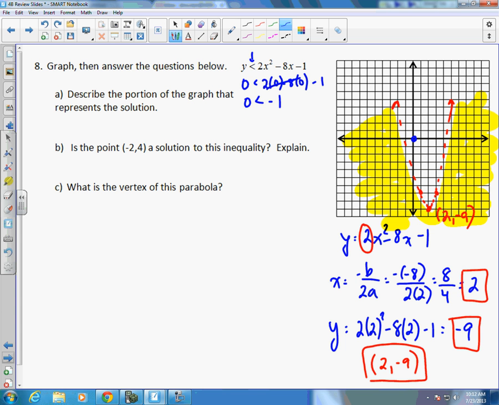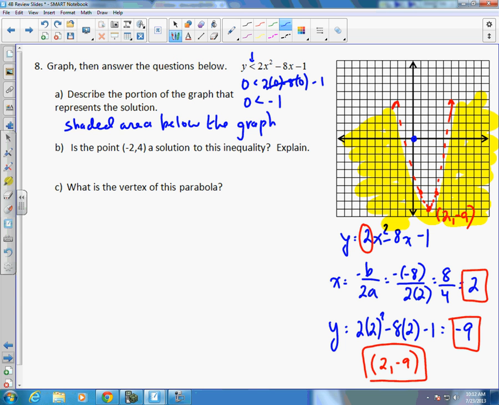Okay? So now the 3 questions they ask. The first thing it says is graph, then answer the question. So I graphed it. Let's answer these questions. It says describe the portion of the graph that represents the solution. All right, so that would just be the shaded area below the graph.